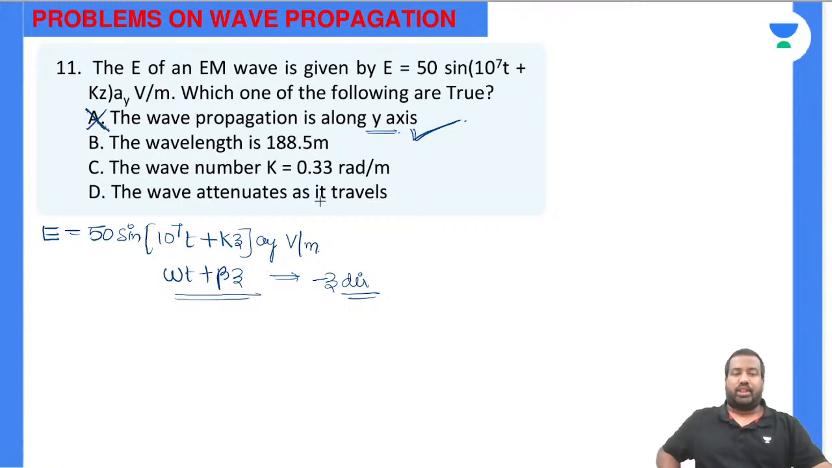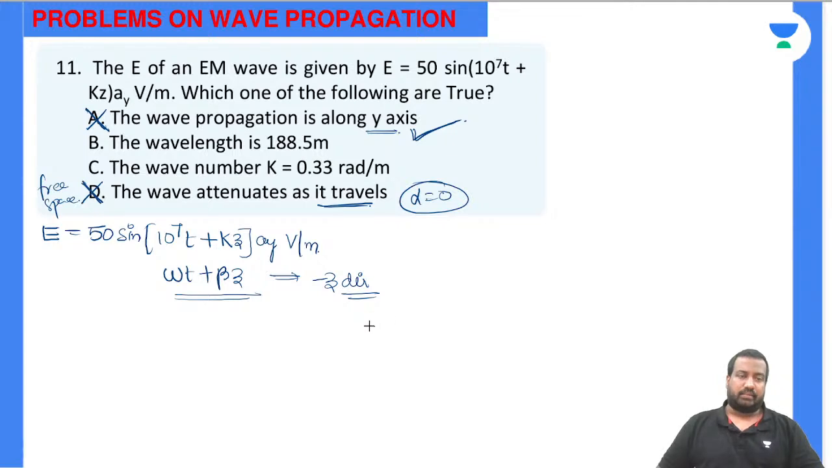Does the wave attenuate as it travels? No information about conductivity is given. We cannot say that it attenuates. By default, the condition is free space. Alpha is 0. It won't attenuate because conductivity is not given. So what will be the answer?